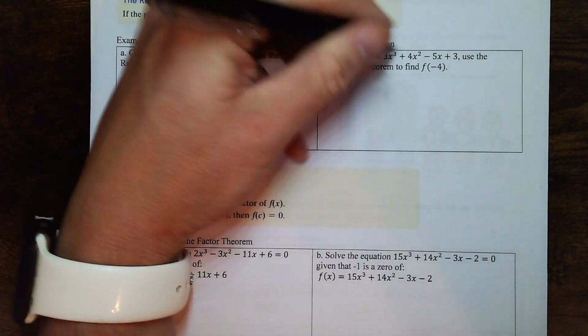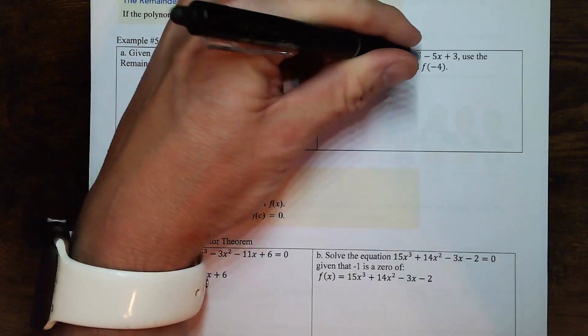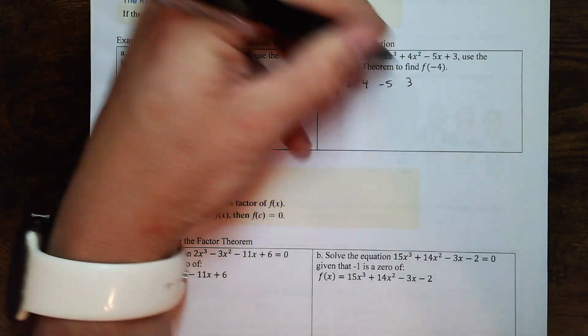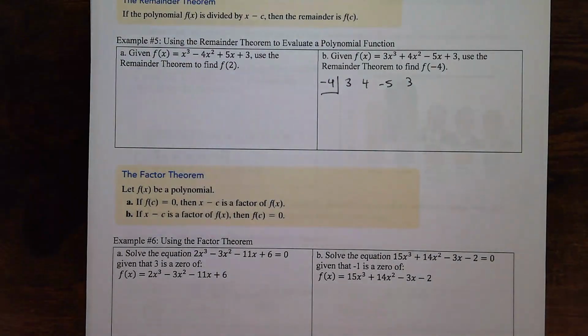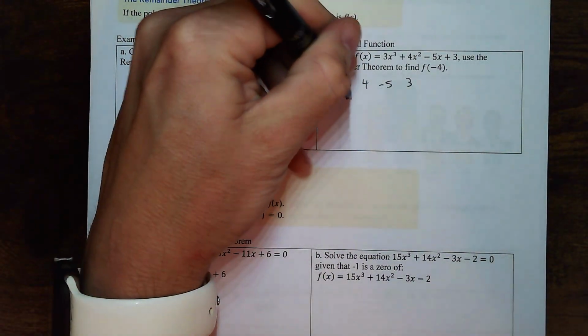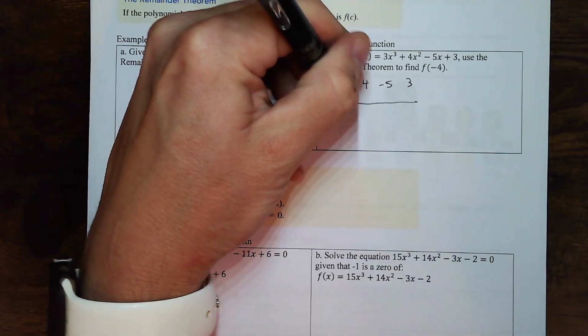So I'm going to do synthetic division. Make sure you're not skipping any powers. Make sure these are in the right order. They are. And then I'm going to do synthetic division. So remember synthetic division. Next step is you bring down your leading coefficient, which is 3.